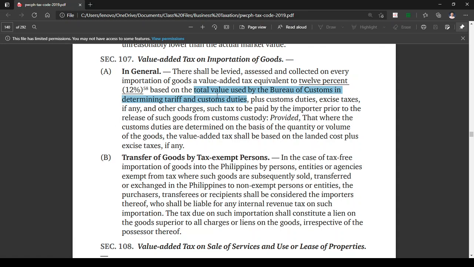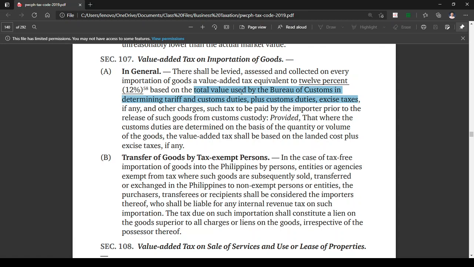So after determining the total value used by the Bureau of Customs in determining the tariff and custom duties, kailangan nating i-add yung mismong custom duties and any excise taxes if there is any. Ito na yung all in all, ito na yung total basis natin sa 12% value added tax dito sa importation of goods. Total value used by the Bureau of Customs in determining the tariff and customs duties plus the custom duties and excise taxes. So yun yung basis natin.